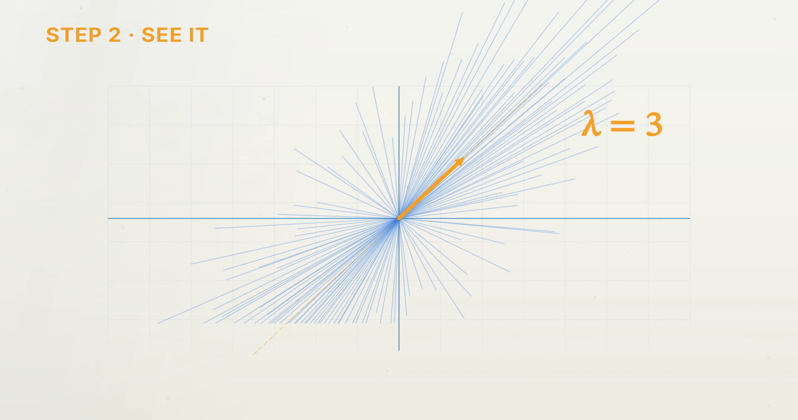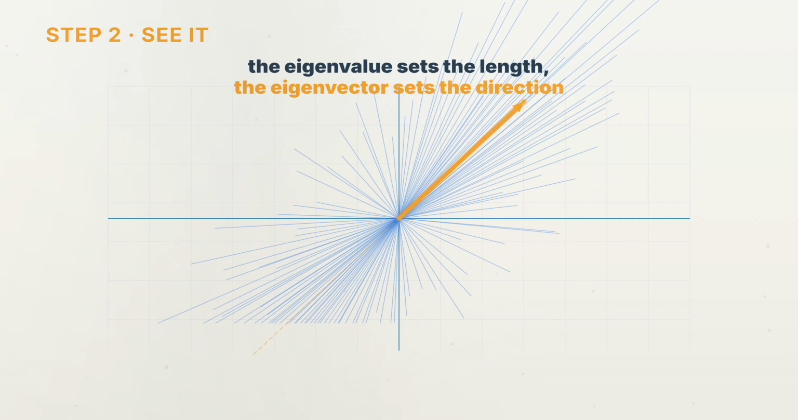Now sweep the eigenvalue from 3 down to -1. At -1, watch the vector flip to the opposite direction, same line reversed. Negative eigenvalues don't break the rule, they just reverse it. The eigenvalue sets the length, the eigenvector sets the direction. That's the whole idea right there in one frame.